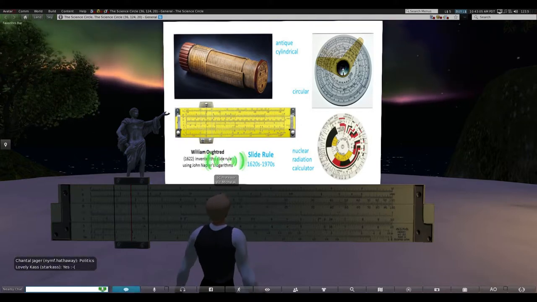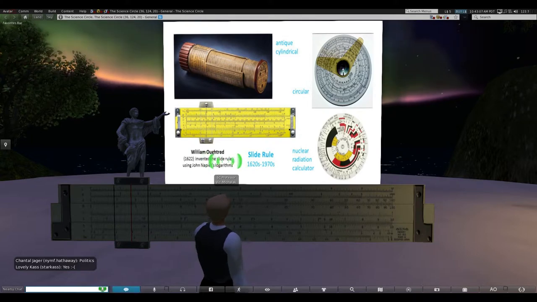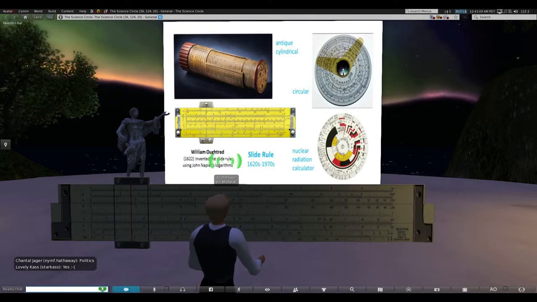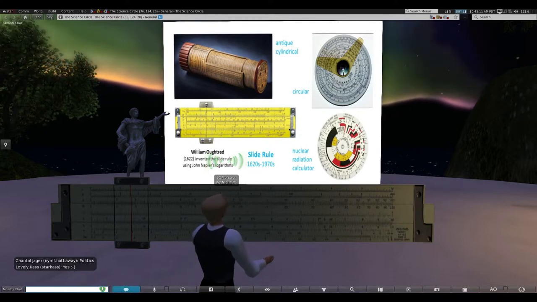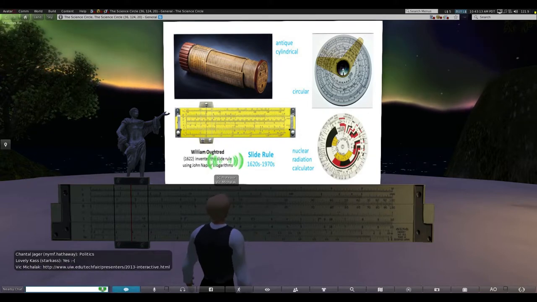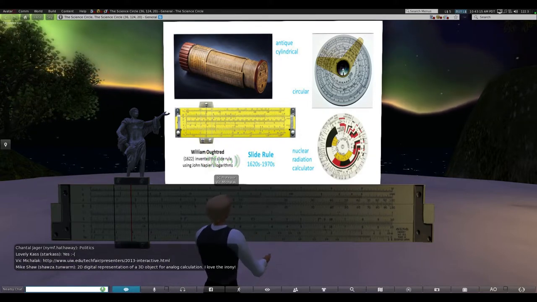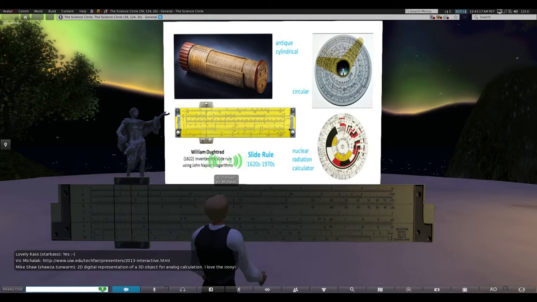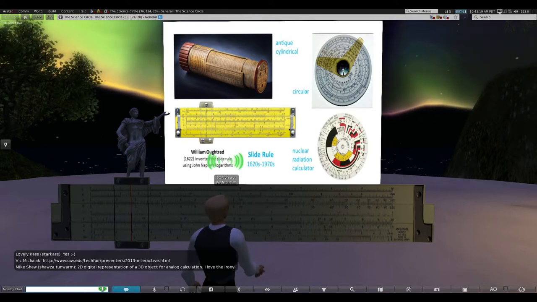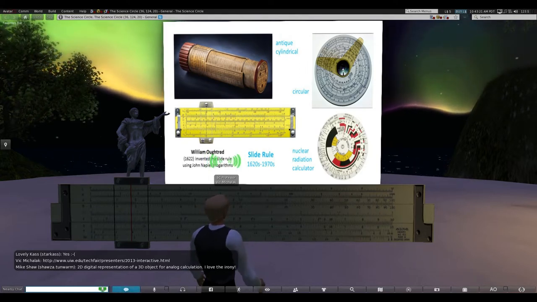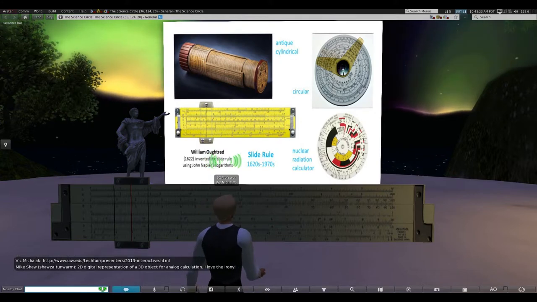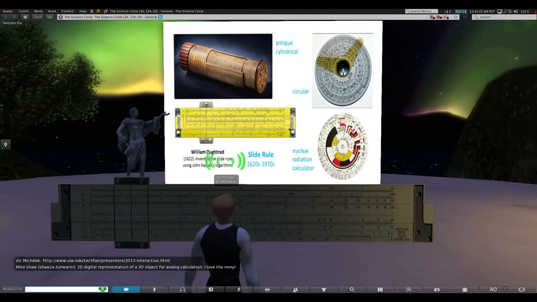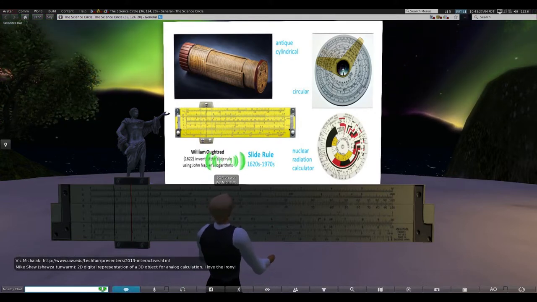In any case, let me show you how this works. And if you want to see a video for how this works, you can go to a video I made 5 years ago that shows how a slide rule works. And I think I used this same one 5 years ago. So that's kind of interesting. Yeah, a 2D digital representation of a 3D object. So let me show you how this works.